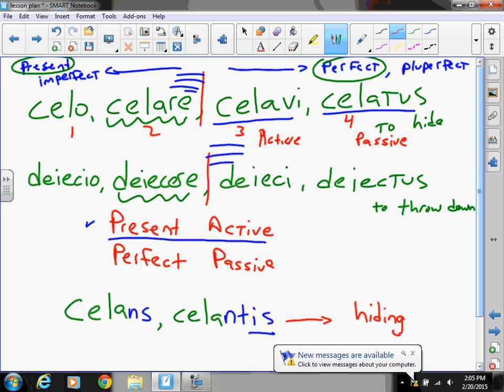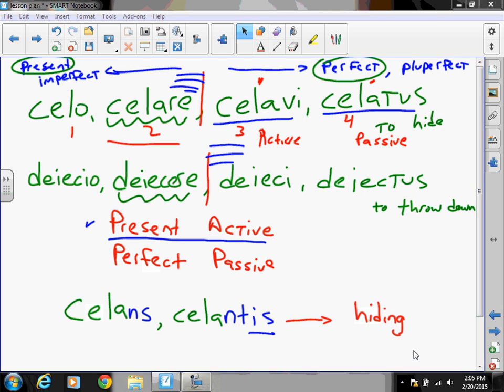In the present system, kalari is both active and passive. The stem comes from kalari. In the perfect system, the active stem comes from the third principal part, and the passive comes from the fourth principal part. Well, we are obviously looking for the perfect passive. How do I identify it? Well, it's just the fourth principal part.